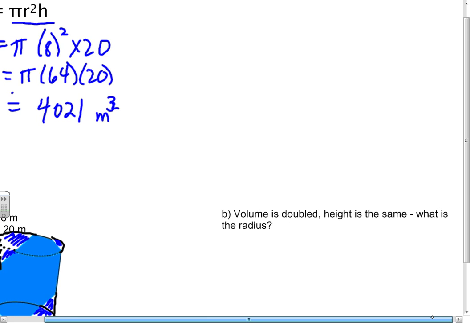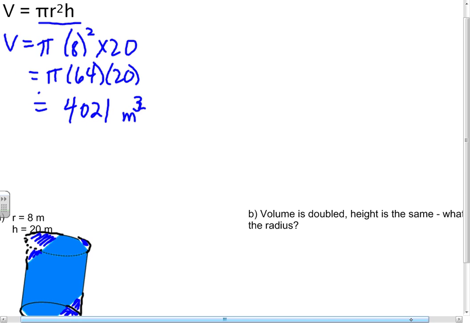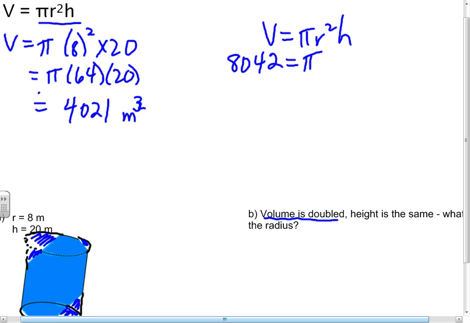Part B asks us if the volume is doubled and the height is the same, what is the radius? So for this problem, I have a doubled volume. So I'm going to just write my formula again. Volume equals pi r squared h. My volume is doubled. That means I have 8,042. I want to know the radius, and the height is the same. So I can put a 20 in for my height.